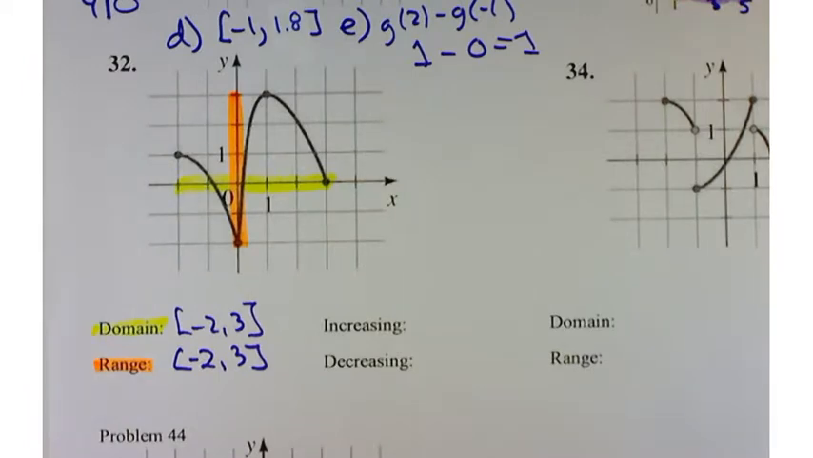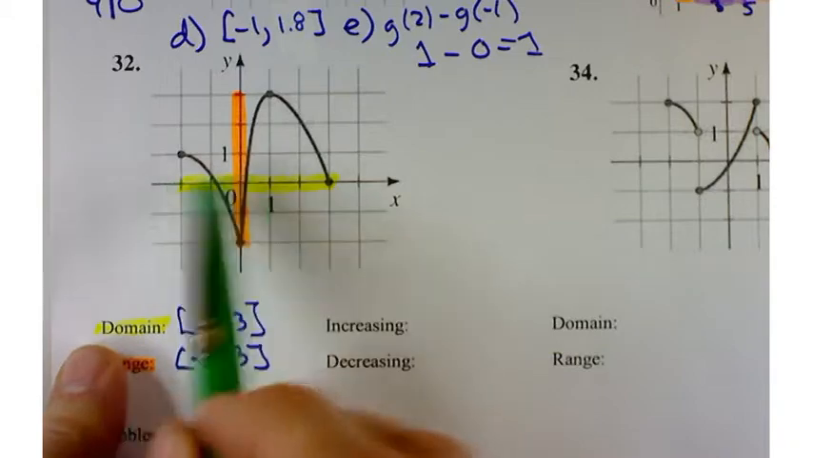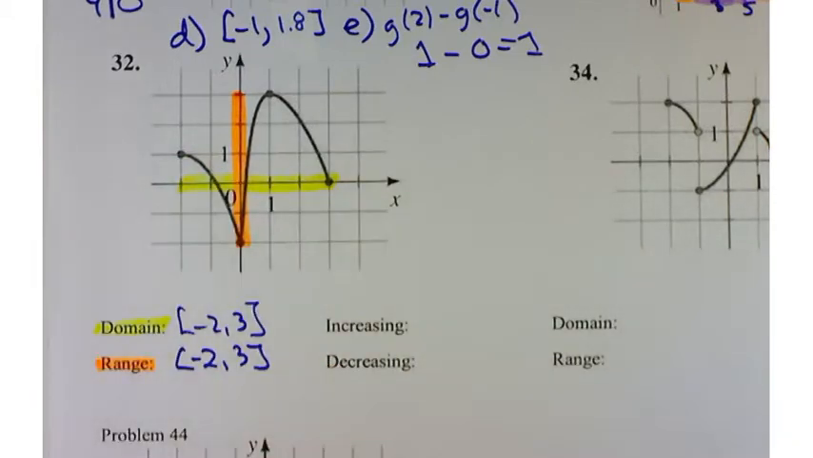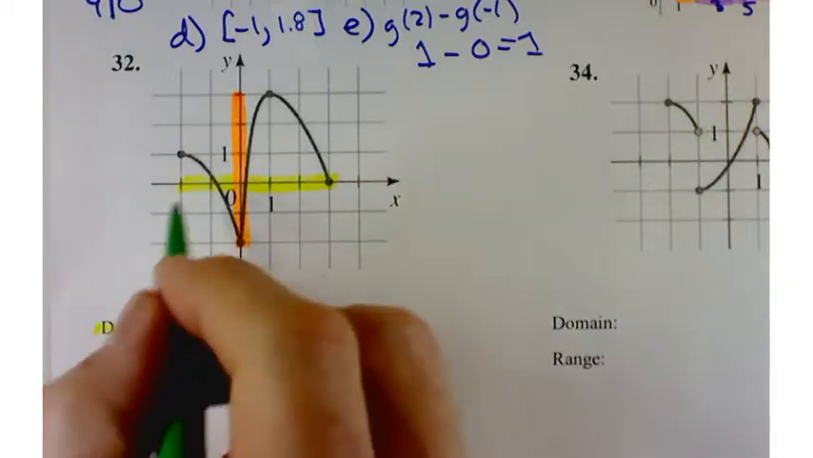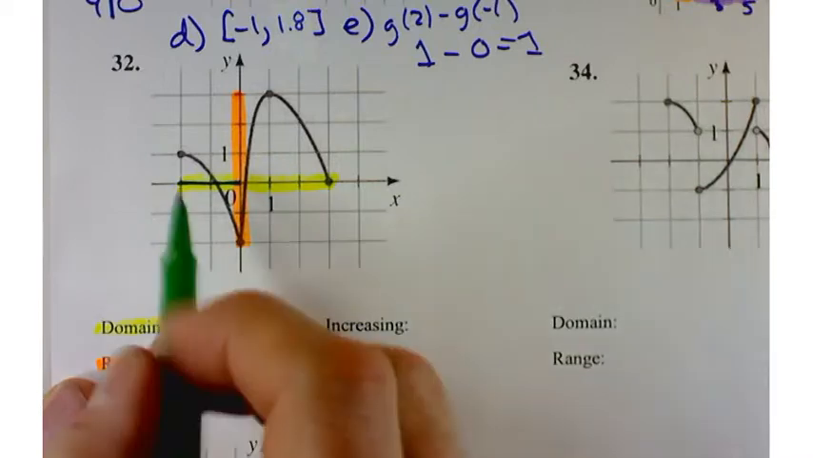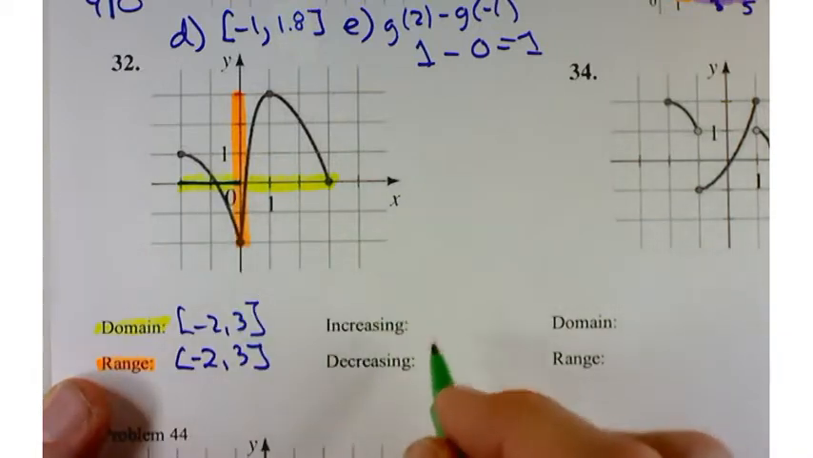Now let's get around to increasing and decreasing. As far as the first part of this function is concerned, what's happening between here and here? What's happening with the function? It's decreasing. So from here to here, the function is decreasing. And you describe that with the interval -2 to 0.